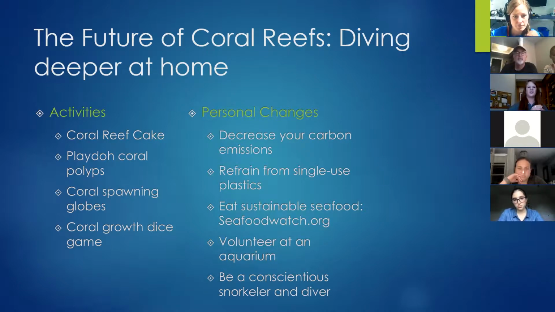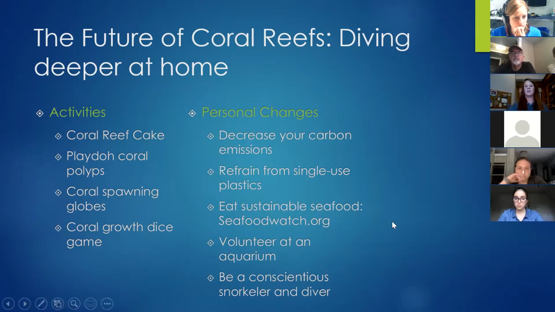Refraining from using single-use plastics. This is a big one. I always have a reusable water bottle with me. It comes with me everywhere. Refraining from using straws and plastic utensils, bringing your own reusable bags to the grocery store. This is how we can reduce our plastic usage, and also picking up trash that you see around is really helpful so it doesn't end up in our waterways.